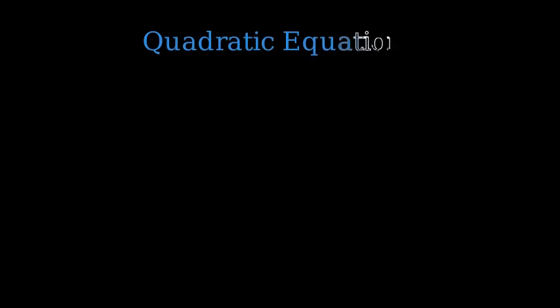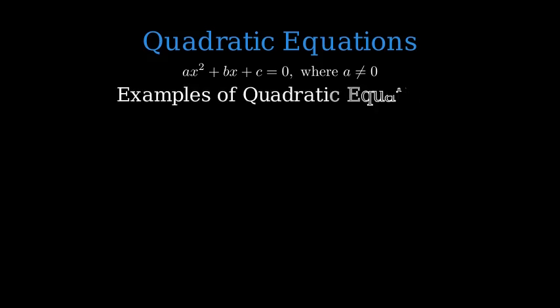Welcome to our lesson on quadratic equations. A quadratic equation is an equation of the form ax squared plus bx plus c equals 0, where a, b, and c are constants and a is not equal to 0. Here are some examples of quadratic equations.